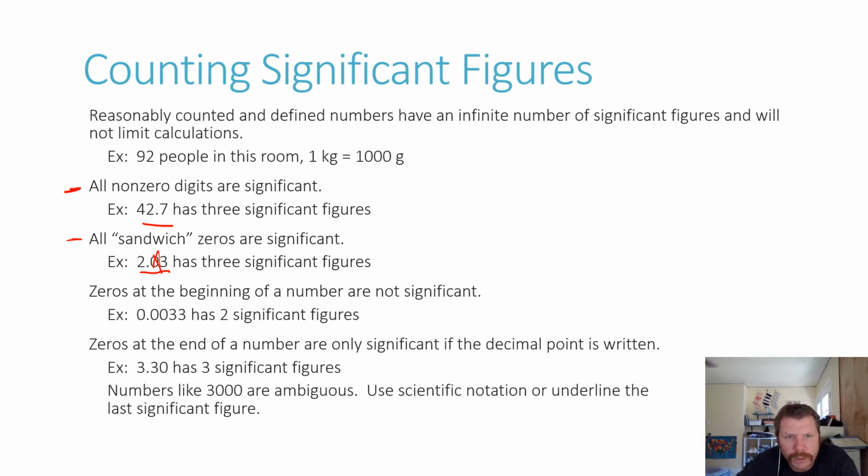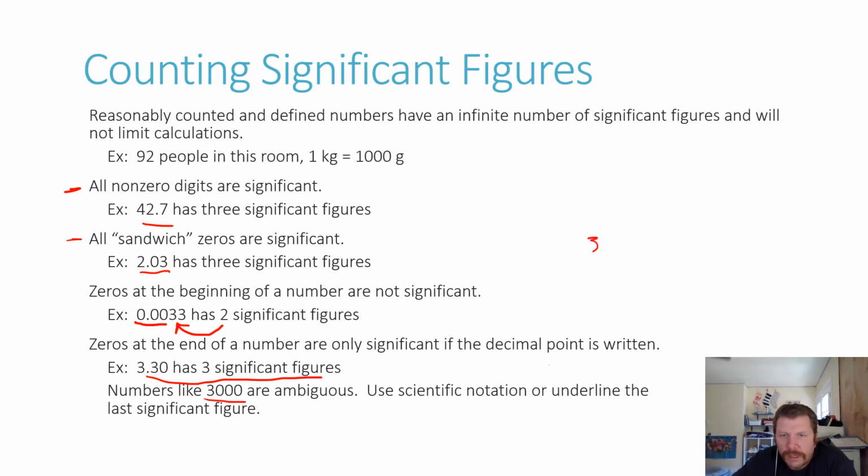Zeros at the beginning of a number are not significant. So here we have 3 zeros and none of them are significant. There are only 2 significant numbers here, and they are 3 and 3. Zeros at the end of a number are only significant if the decimal point is written. So 3.30 has 3 significant figures, compared to the number 3,000.